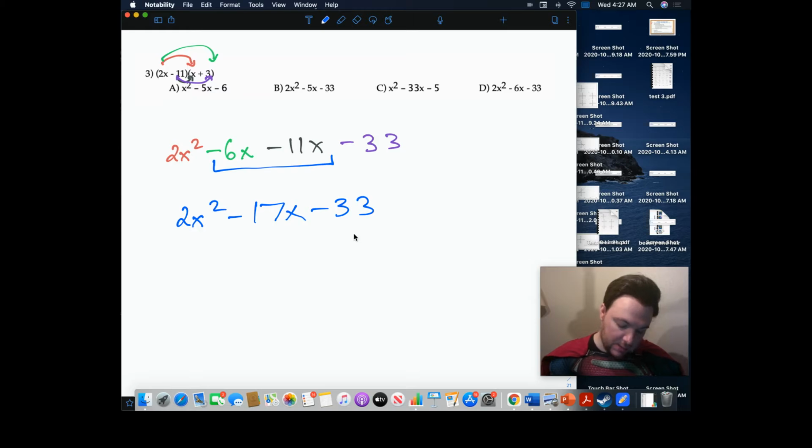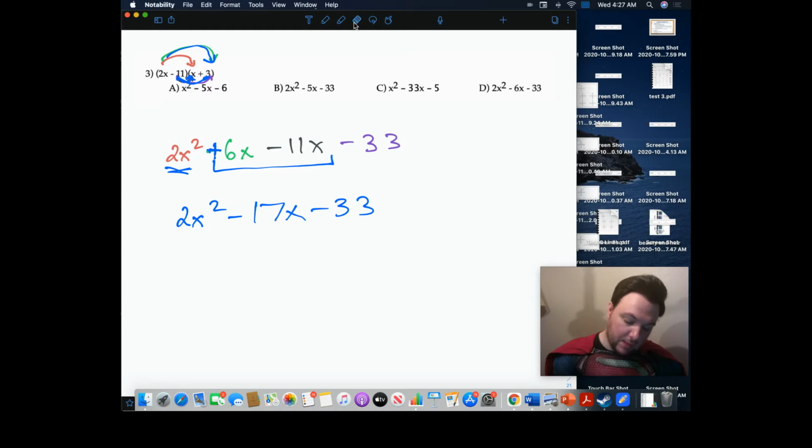So 2x times x is 2x squared. 2x times 3 is positive 6x. See, there's a mistake there. And then negative 11 times x is negative 11x, and then conclude with negative 11 times 3, which is negative 33. Okay, so that was my mistake. I had forgotten the sign.